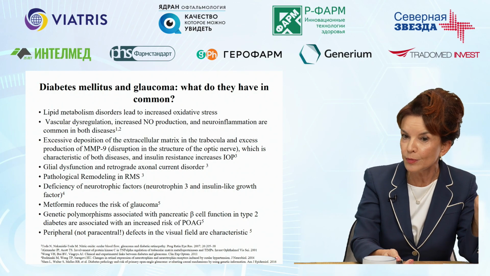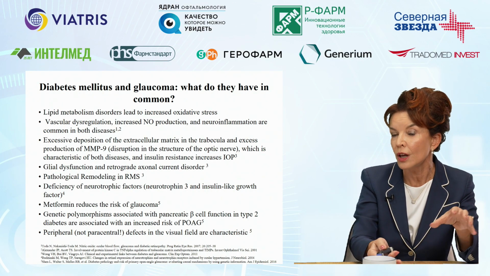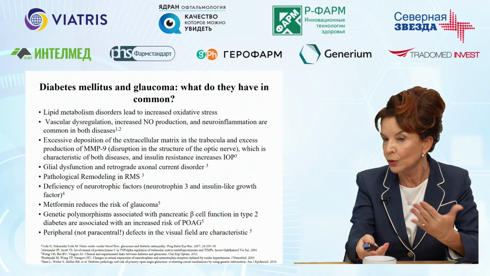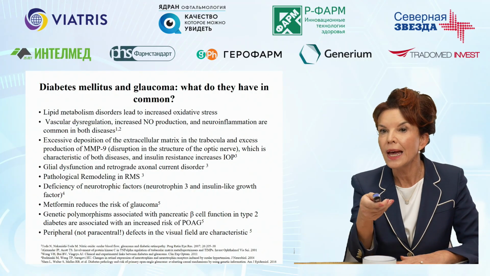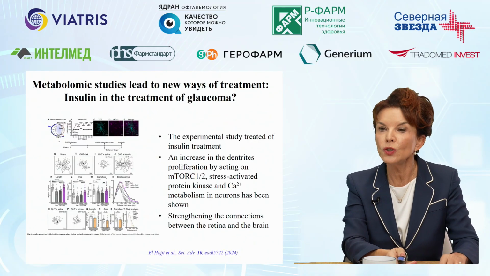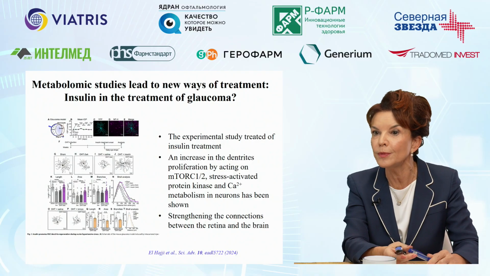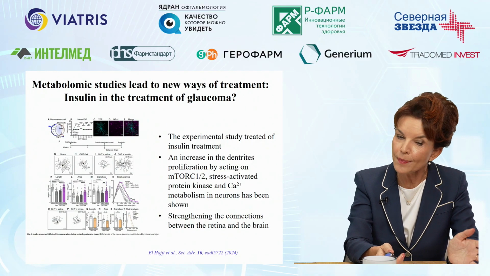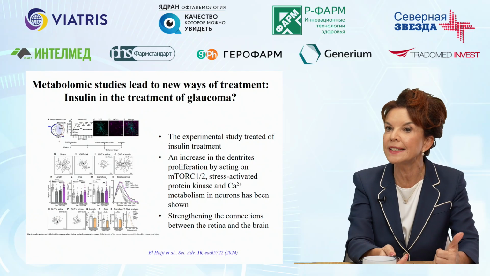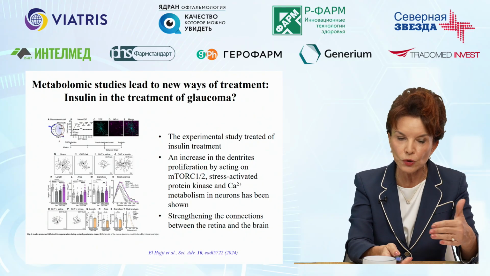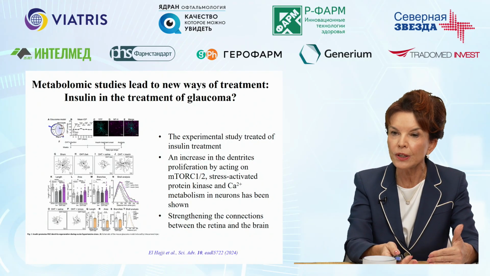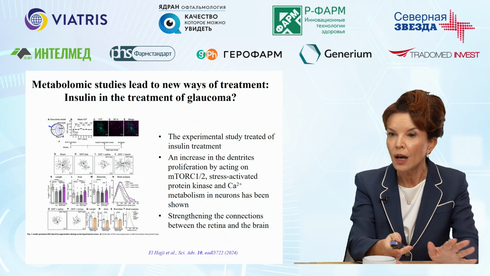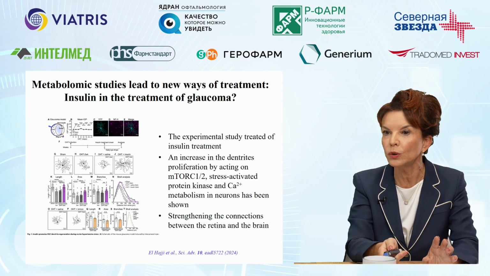Maybe for this reason, when earlier we had patients with diabetes mellitus, glaucoma was not detected quite often in these patients. Well, that was my hypothesis, but a lot of things were discovered due to metabolomic studies. We know that in case of diabetes and glaucoma, the resistance to insulin is elevated, and that's important to remember in case of glaucoma.